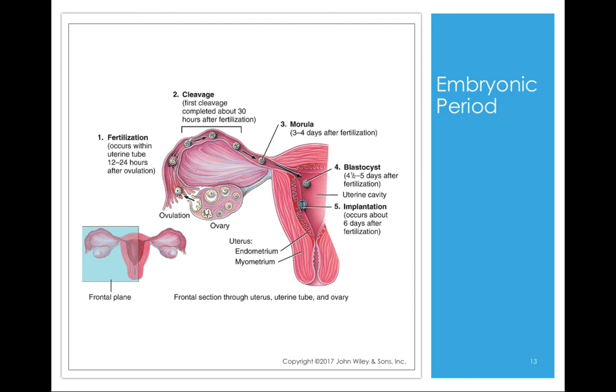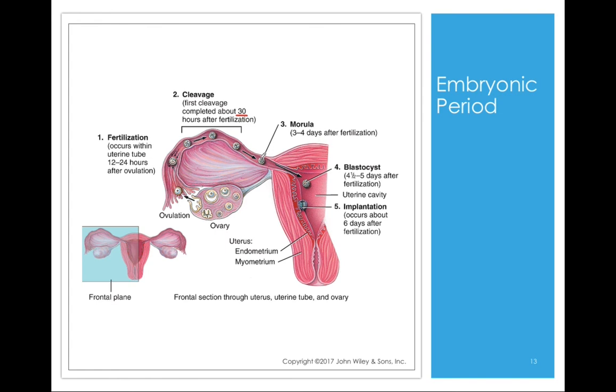The first cell division is going to take about 6 hours, which is where we get this number, 30 hours after fertilization. That first cleavage is finished 30 hours after fertilization. Now, after this, each subsequent division is going to take less time. We're going to go from the 2-cell stage into the 4-cell stage, the 4-cell stage into the 8-cell stage, the 8-cell stage into the 16-cell stage, and the 16-cell stage into the 32-cell morula. And this is going to be right here around 3 or 4 days after fertilization.